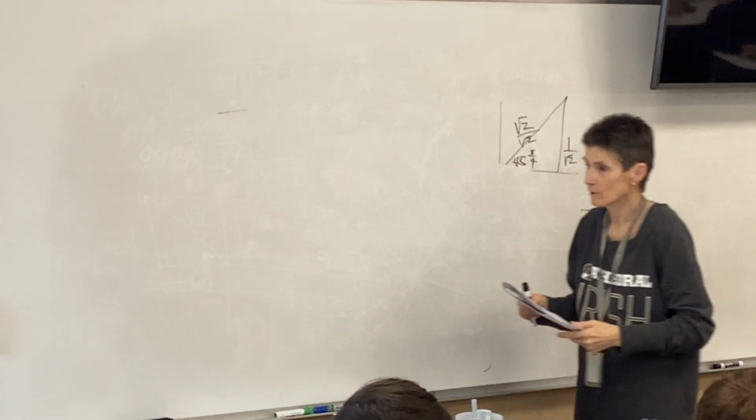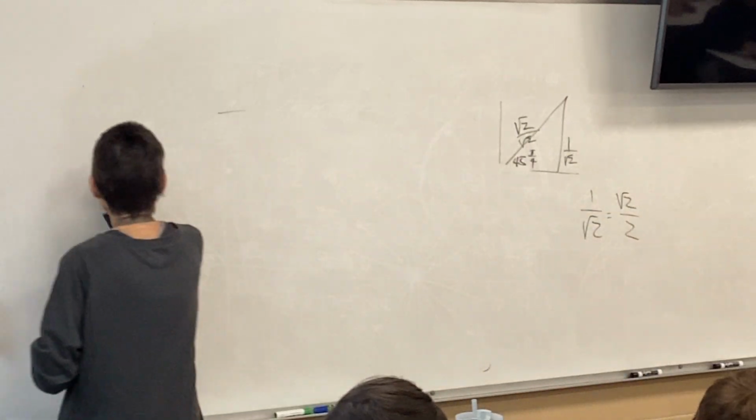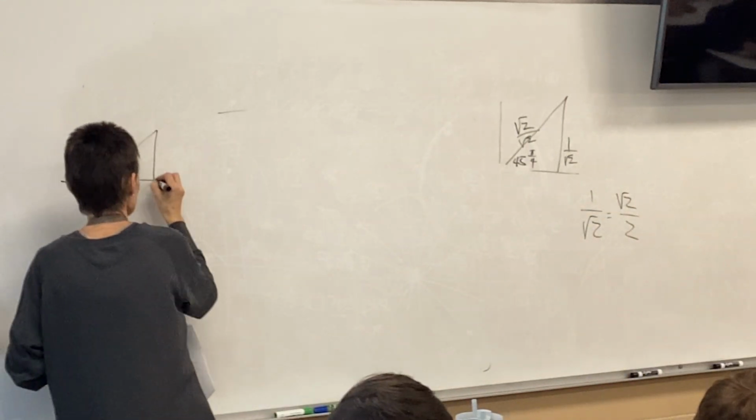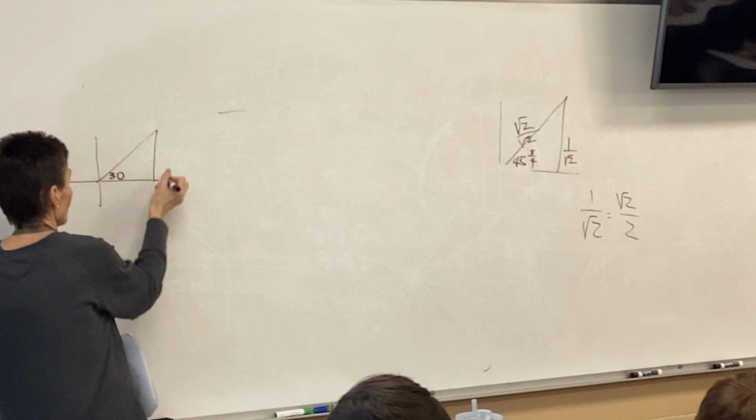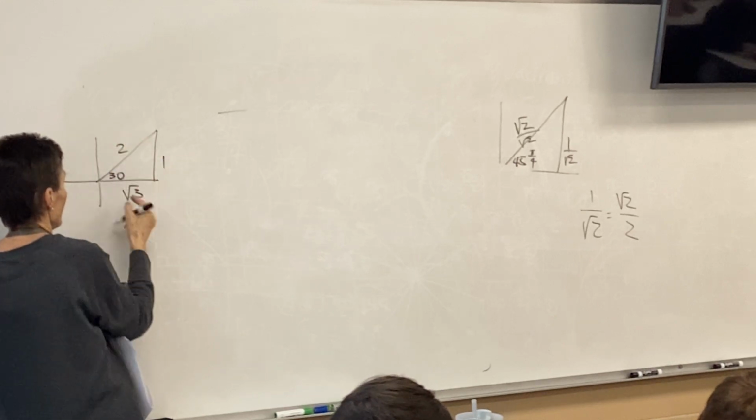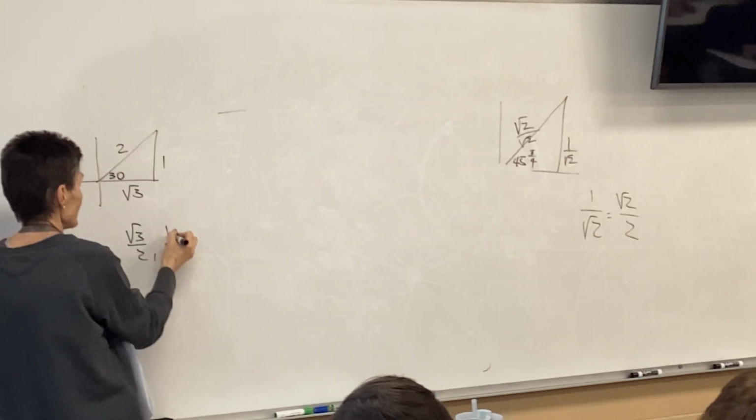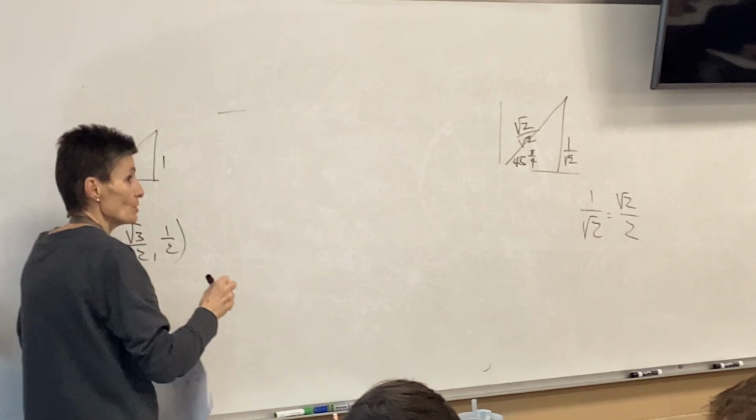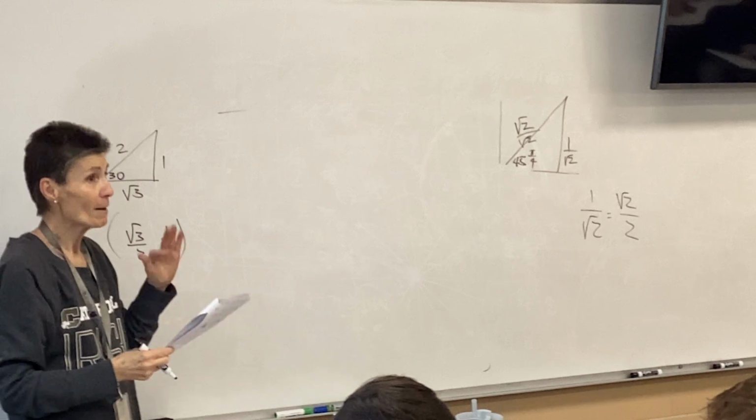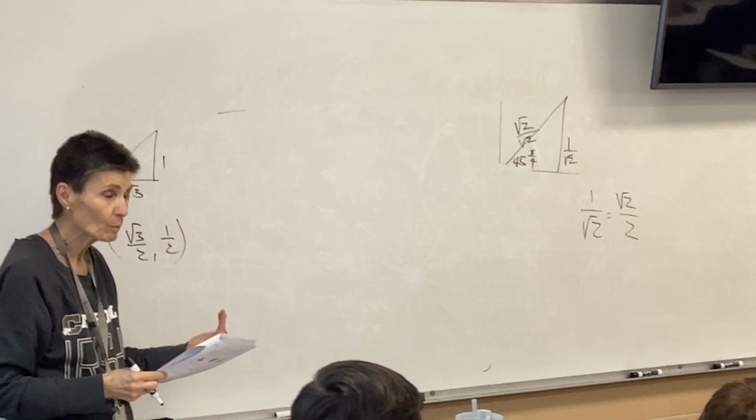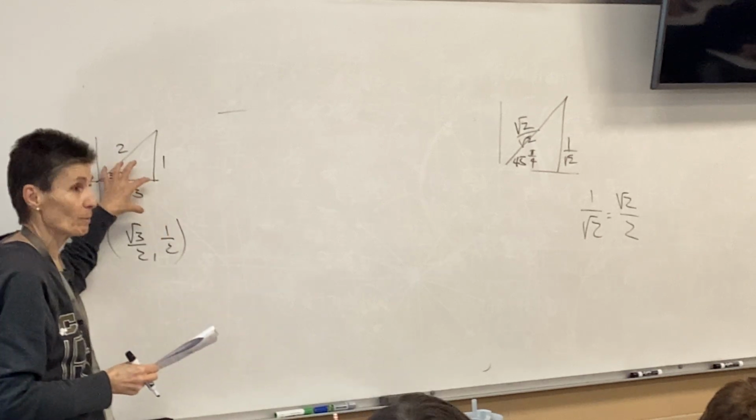Or, if you prefer, you can remember your little triangles. So for 30, I know my cosine is root 3 over 2, and my sine is 1/2. So I did not memorize the unit circle. I know how it works. I remember my geometry.